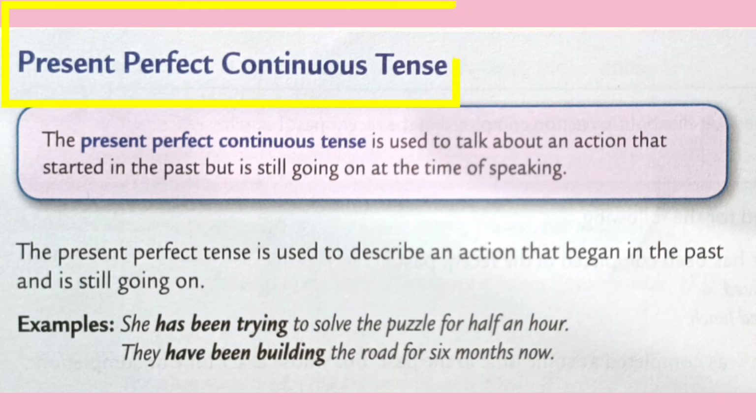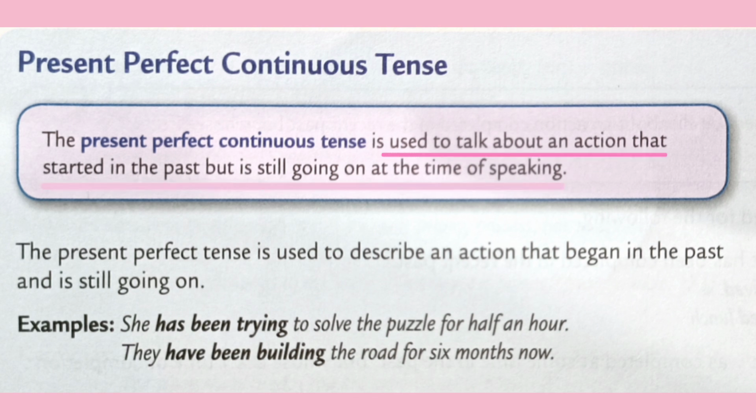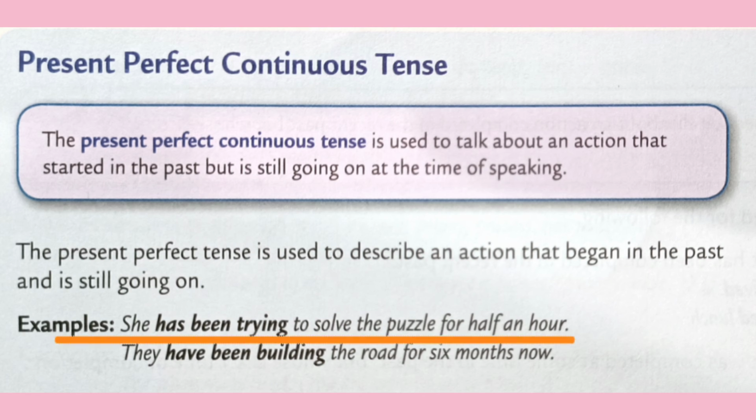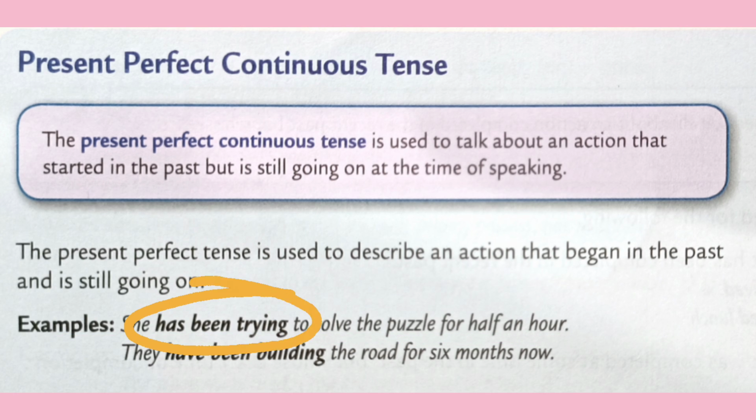Next, we have present perfect continuous tense. The present perfect continuous tense is used to talk about an action that started in the past but is still going on at the time of speaking. For example, she has been trying to solve the puzzle for half an hour. In this sentence, the verb "has been trying" clearly states that the action started in the past and it is still continuing in the present. It proves that it is not over in the present.